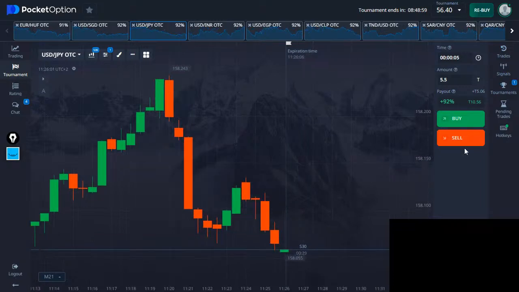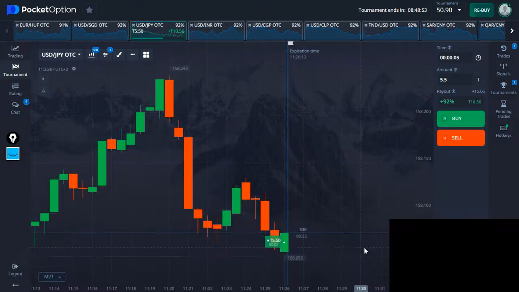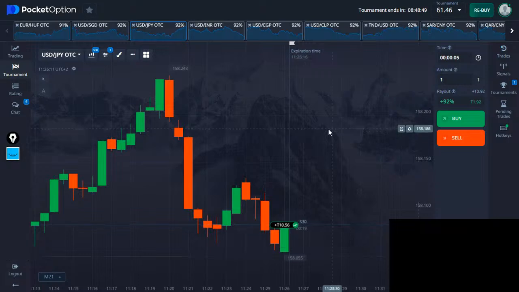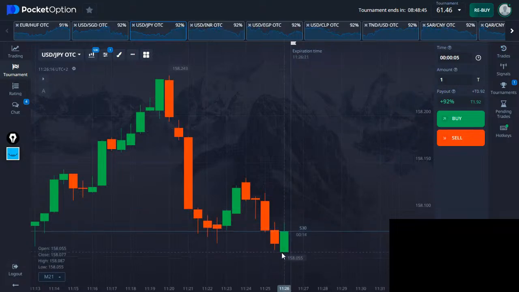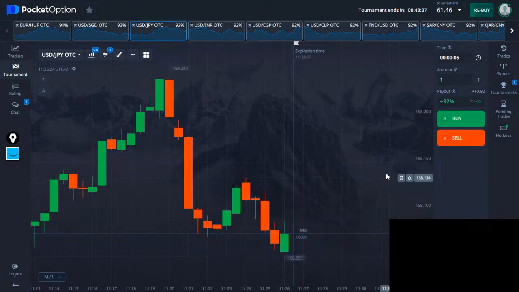Oof, look at this gap. Give me green. Give me green. Okay, I'll go for a buy. Beautiful. All right, so we go back to $1. See, this is a huge gap. Fantastic for a buy. So we have a win here. So let's wait.